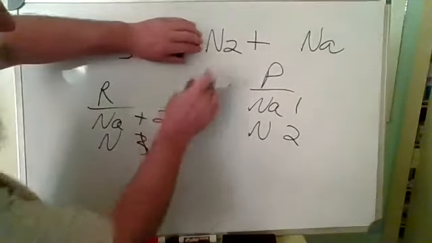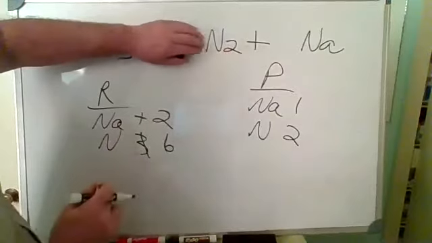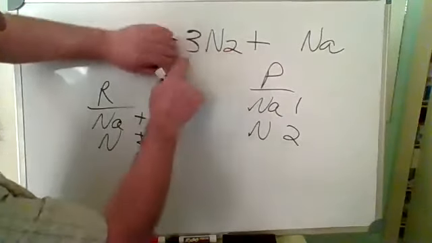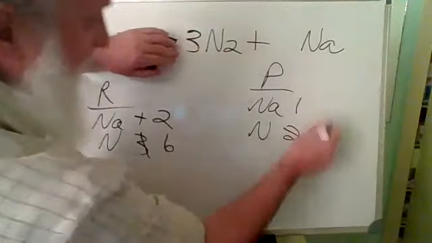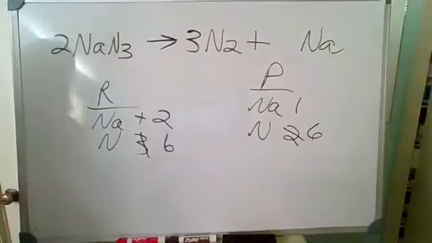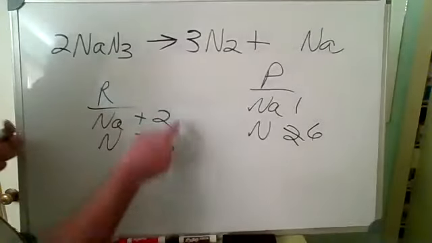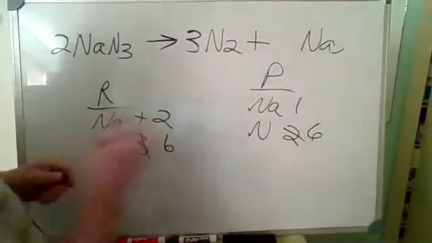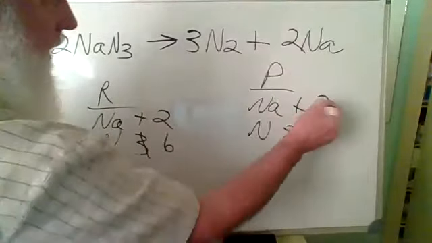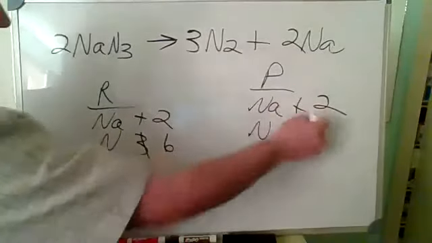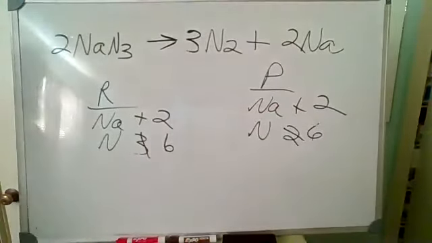And over here, 2 nitrogens, and cover up here. 2 nitrogens times 3 is 6 nitrogens. And the number of sodiums stays the same. So now I have 2 6 and 1 6. All I've got to do is put a 2 in front of the sodium, and I'm done. 2 6, 2 6.